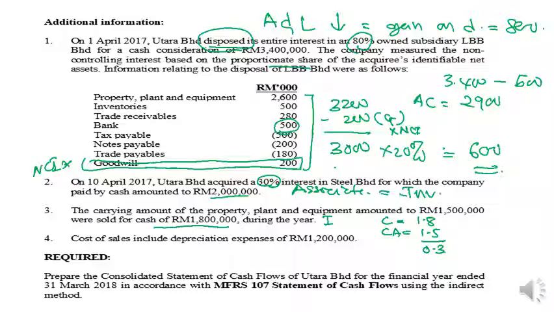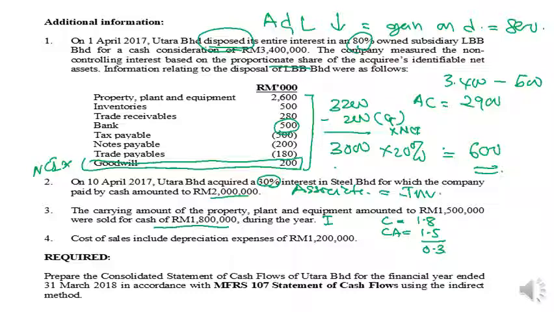Okay, the next thing that you have here: on 10th of April, you acquired 30% interest and paid 2 million. This one is related to the associates. A new company here still becomes an associate, so this one is under investing activities. The carrying amount of PPE amounting to 1.5 million was sold at 1.8 million. So the cash that you receive here is 1.8, and this one is under your investing.